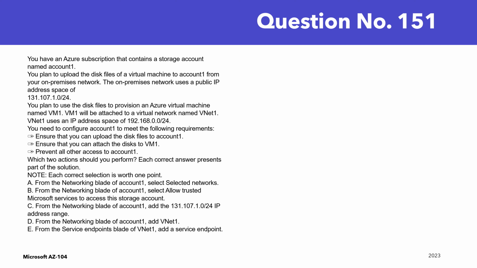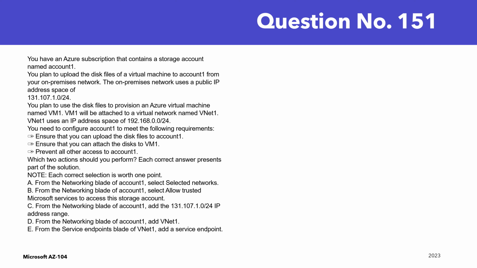You need to configure Account 1 to meet the following requirements. Ensure that you can upload the disk files to Account 1. Ensure that you can attach the disks to VM1. Prevent all other access to Account 1. Which two actions should you perform? Each correct answer presents part of the solution. Note: each correct selection is worth 1 point.